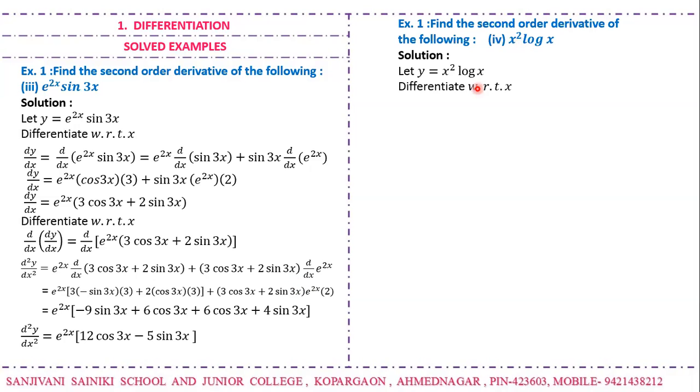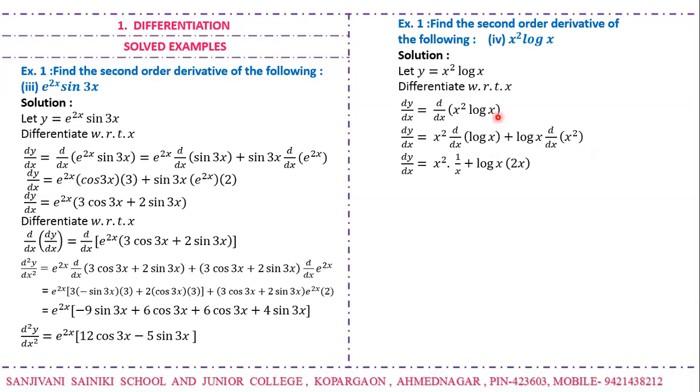Now differentiate with respect to x using the product rule. First function as it is into derivative of the second function plus second function as it is into derivative of the first one. So derivative of log x is 1 upon x and derivative of x square is 2x. So here x is cancelled and we get dy by dx as x in bracket 1 plus 2 log x.